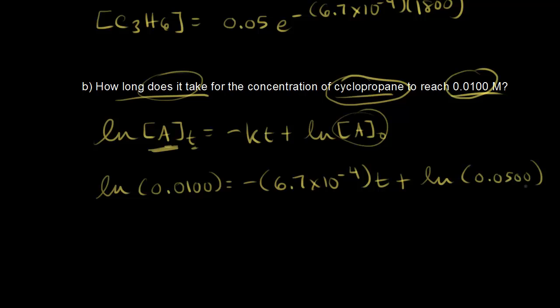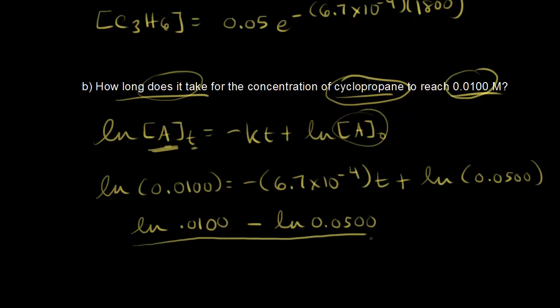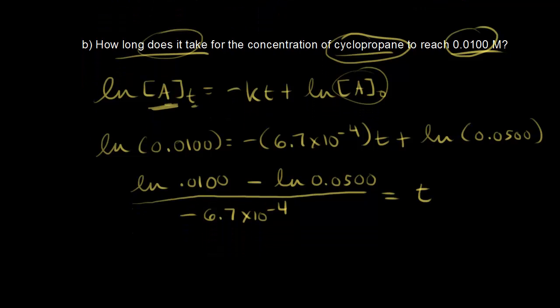0.05 molar again. All right, so to solve for time, this would be the natural log of 0.01 minus the natural log of 0.05. And then you'd have to divide that by negative 6.7 times 10 to the negative 4. So just some algebra here gets you your time. So we can do that on our calculator.